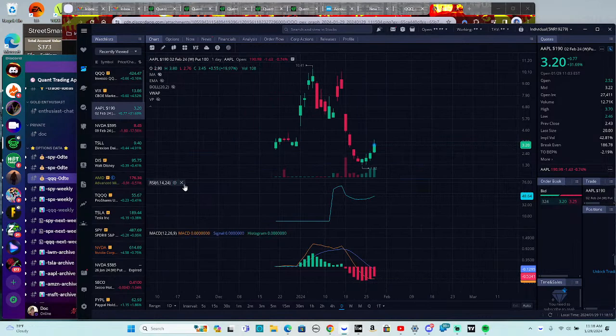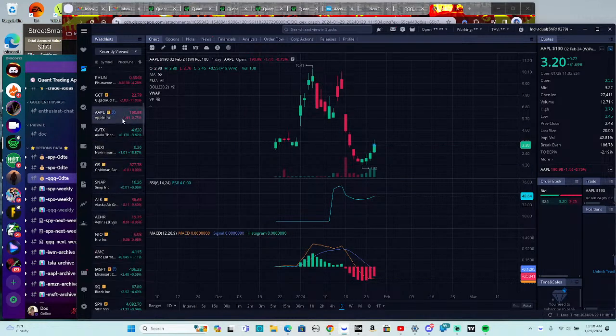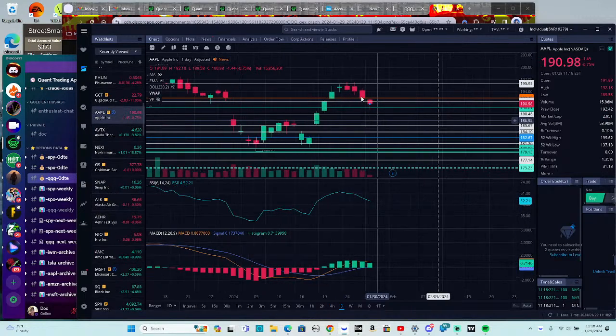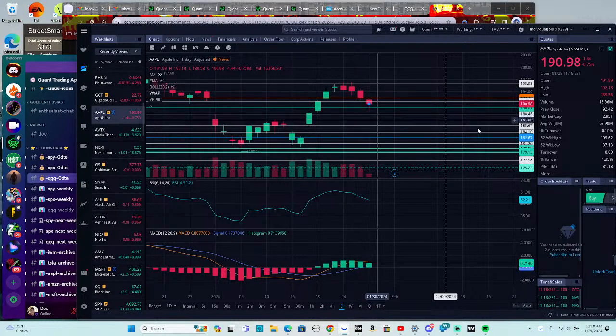Yep, 320. And what is Apple actually at? I think, yeah, Apple has a nice move down. I would say 185 is a possibility. We have to break this support here, this 190. Going back, I'm thinking back on the GEX. I think 190 was something. Anyway, something to consider.